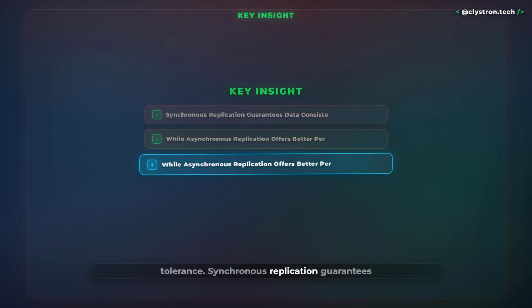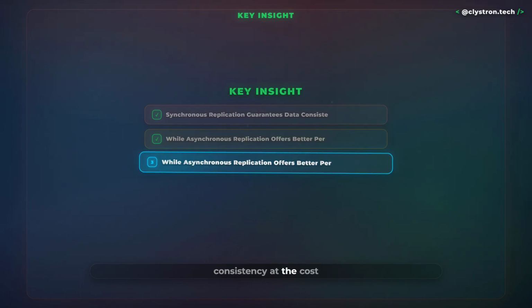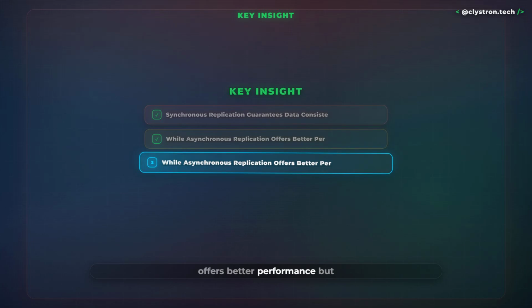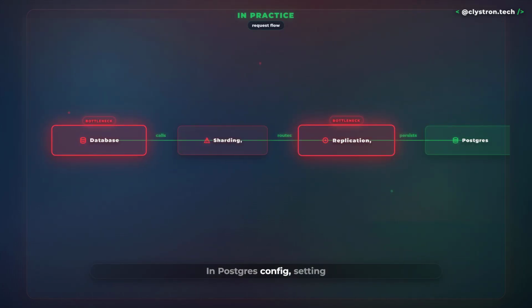Synchronous replication guarantees data consistency at the cost of higher latency, while asynchronous replication offers better performance but risks data loss during failovers. In Postgres config, setting synchronous_commit on waits for standby replicas to confirm writes, ensuring durability. Setting it to off reduces latency but risks data loss. Use synchronous_standby_names to define which replicas are synchronous.